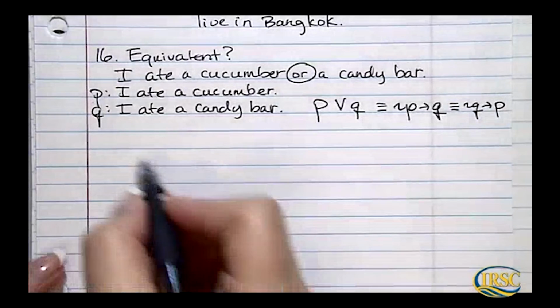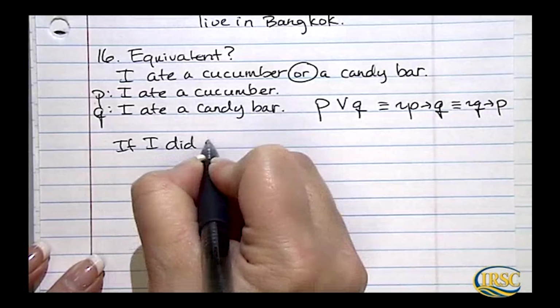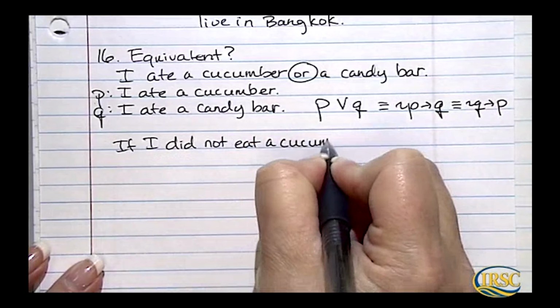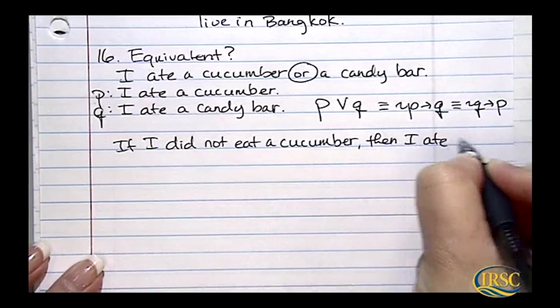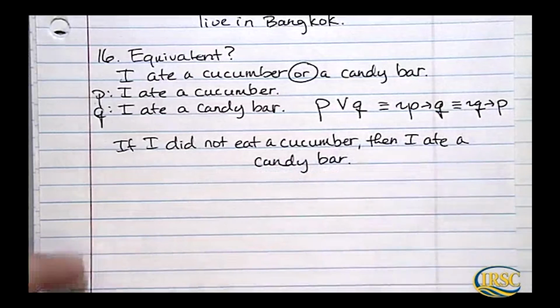And so if it's the first one, it's if I did not eat a cucumber, then I ate a candy bar. Or it could have also been if I did not eat a candy bar, then I ate a cucumber. So looking at our choices, okay, D is this one right here, yeah. So if I did not eat a cucumber, then I ate a candy bar.